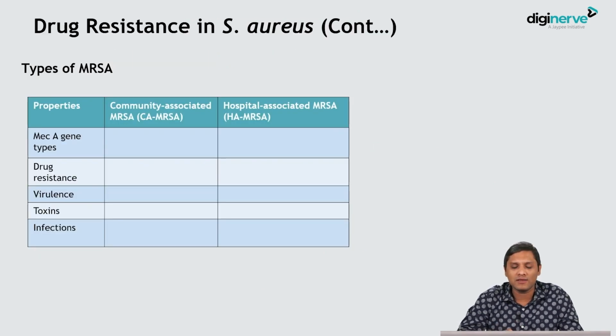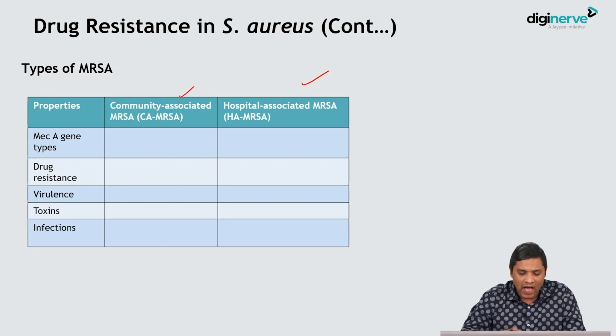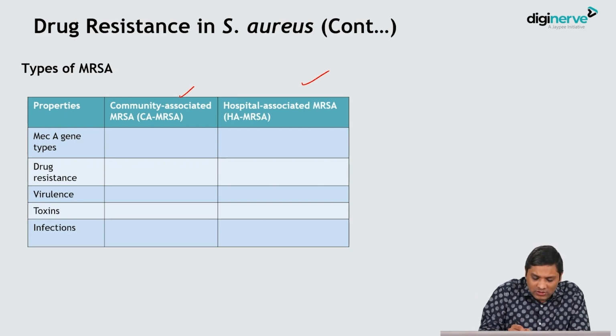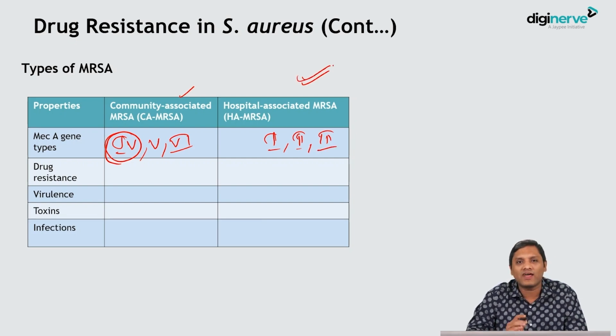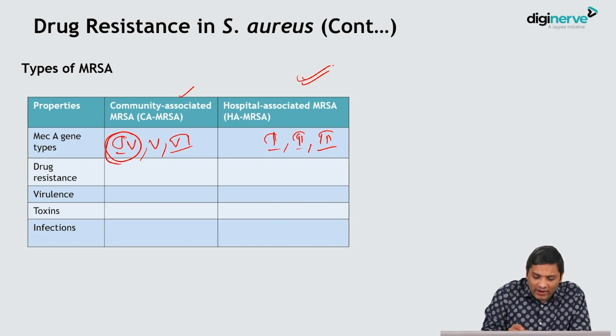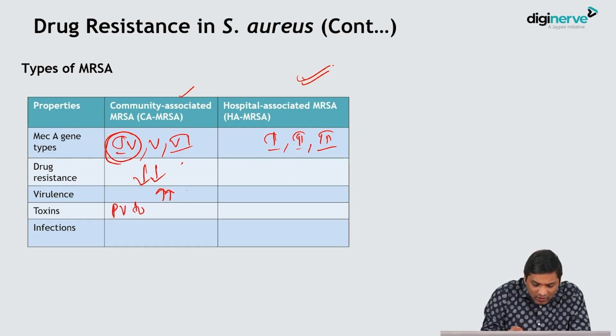There are two types of MRSA. One is called community associated, the other is called hospital associated. There are some differences. The community associated MRSAs are typically mediated by mecA type 4, 5 and 6. Among these, type 4 is very important, whereas the lower types like 1, 2, 3 mecA subtypes are responsible for HA-MRSA. Community acquired MRSA are typically less drug resistant, however they are more virulent and they express various toxins. The most important toxin is PV toxin.